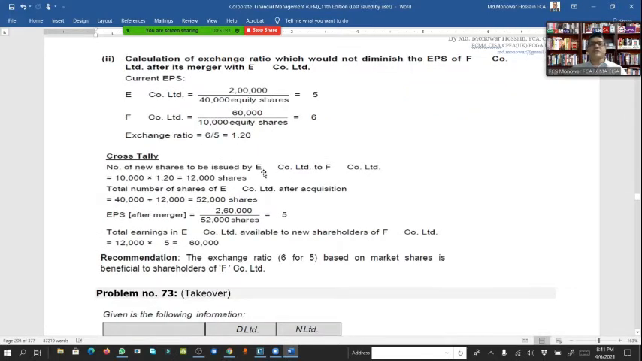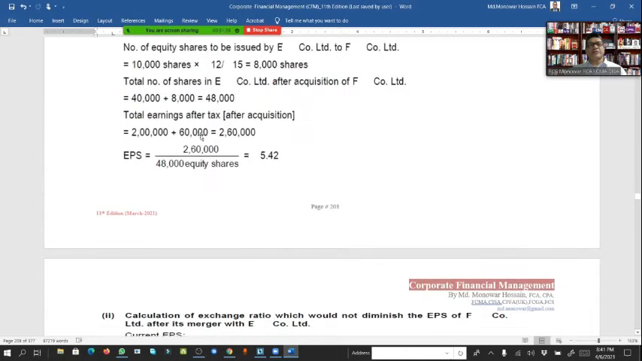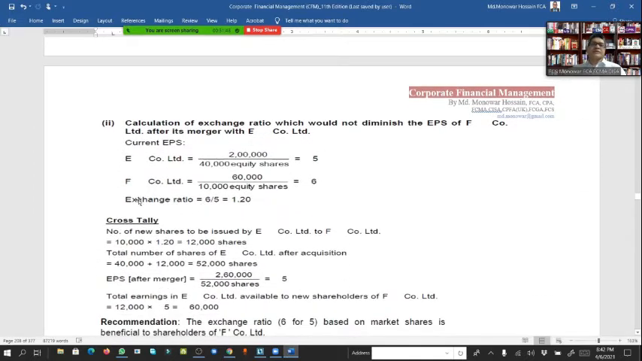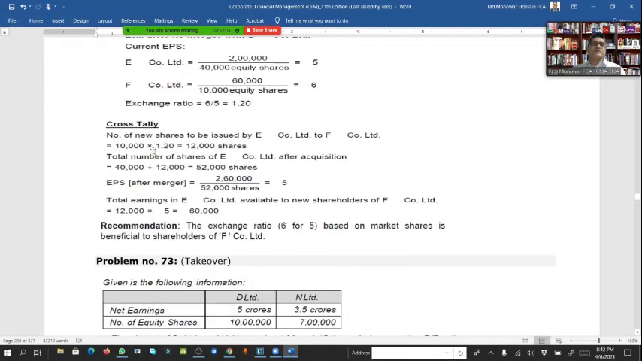Number of new shares to be issued by E Company for F Company. Now, previously, based on market price, they issued only 8,000 shares for acquiring 10,000 shares of F Company. But now, the scenario has changed. Their exchange ratio is 1.20. So, for 1 share of F Limited, 1.2 shares of E Limited can be purchased. Now look here, 10,000 multiplied by 1.20. So 12,000 shares must be issued for purchasing 10,000 shares of F Limited based on EPS.